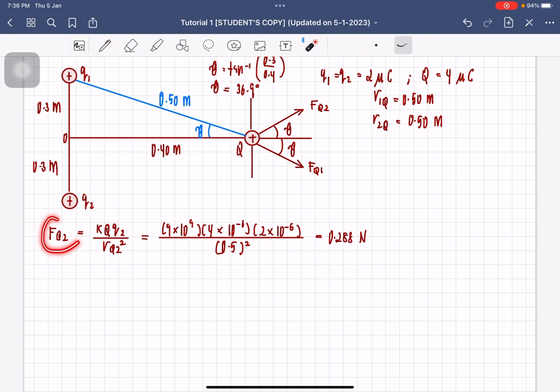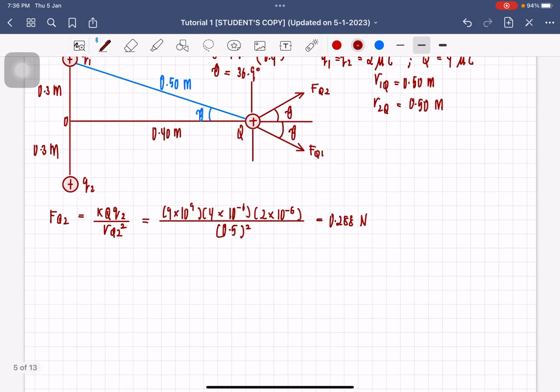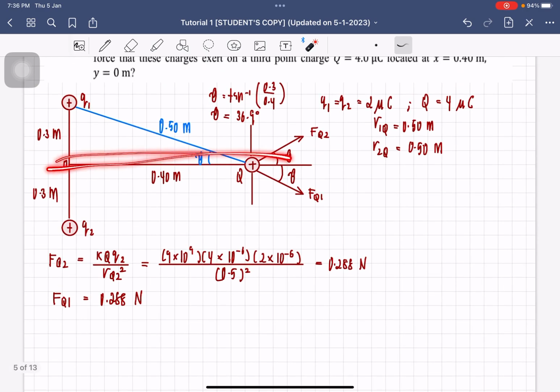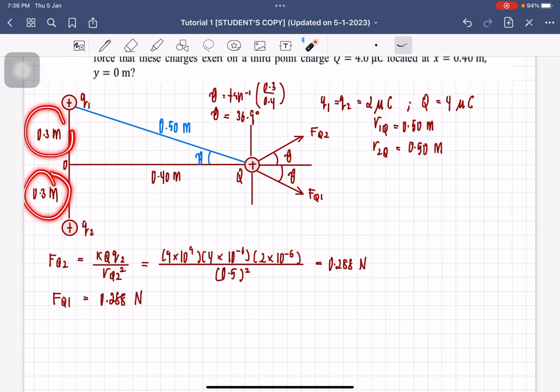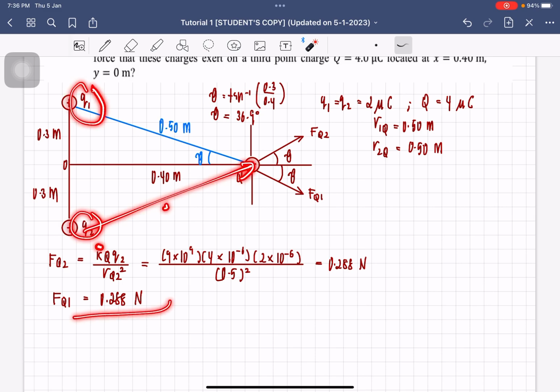Since both have the same charge, Q1 and Q2, we can just write FQ1 is equal to 0.288 as well. They are basically the same because this is just a mirror of what's happening up here. Since this is 0.3, 0.3, and Q1 and Q2 are the same, and this is also 0.5, they will give the same value.